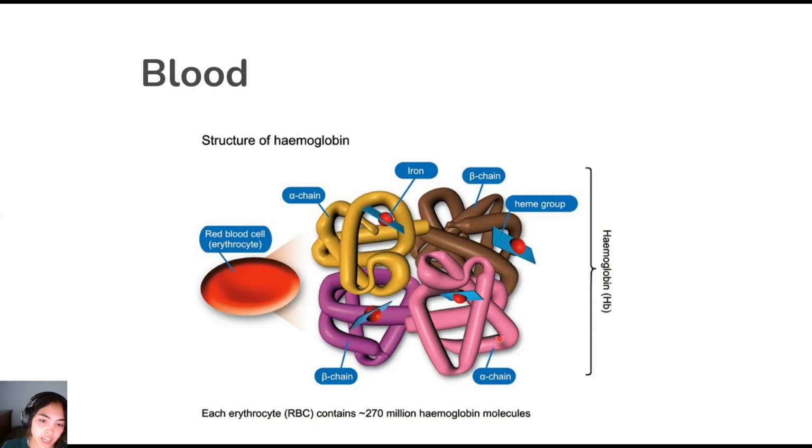So, here's our structure of our hemoglobin protein. Got some iron here. We've got our beta chain, alpha chain, and our heme group. Okay, where it's getting its name, hemoglobin. So this is what is inside of our red blood cells.